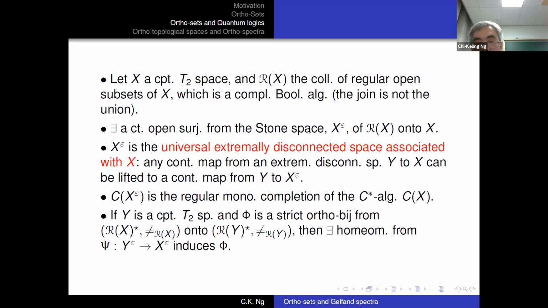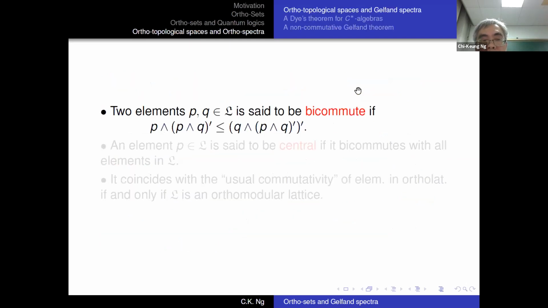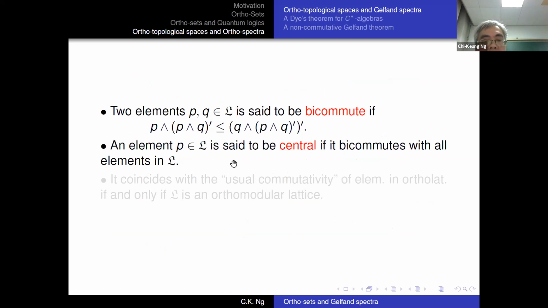And we have some interesting examples of how this Ortho-set comes in and plays some particular role in certain structures. And next what we are going to do is to define the concept of topological space. In order to define our topological space, we will need something called commutativity of elements in a lattice. So if we have two elements in the lattice, we say that they are bicommuting if they satisfy this kind of relation. An element P is said to be central if it bicommutes with all elements in L.